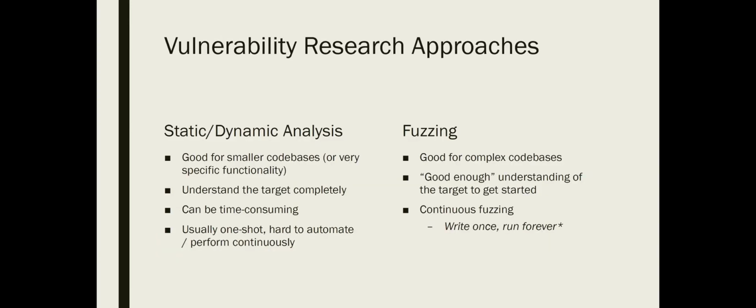When it comes to finding 0 days in our targets, there's a couple of approaches. We can pretty much split them into two buckets. The manual effort bucket, which is mostly static or dynamic analysis, things like reverse engineering the target, debugging the target with a live debugger and stepping through it, or reading source code. And then there's the less hands-on approach, which is fuzzing, where you might have a lot of effort initially to write your fuzzing harness and kick off your fuzzer, but once that's running, you can let it run in the background.